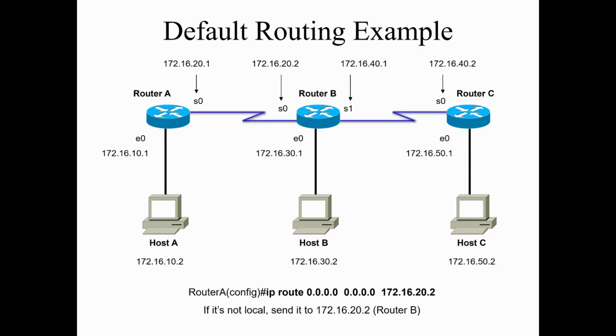A default route would be send everything out to this interface. So any IP with any subnet, send to this IP address here. Which, I mean, does work, but what is router B supposed to do with it? What if you're trying to get to 172.16.50.2? Does router B know about it? So that's one of the problems. We have to be a little bit more specific.